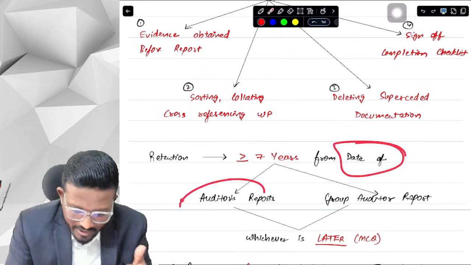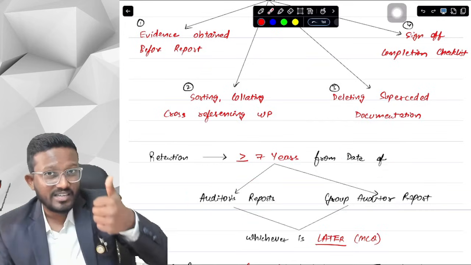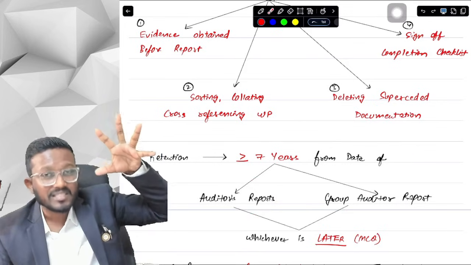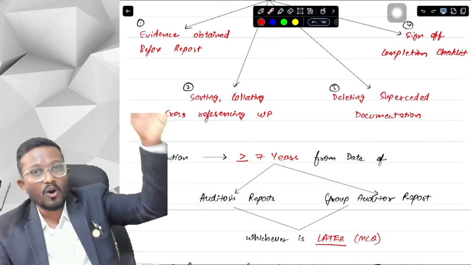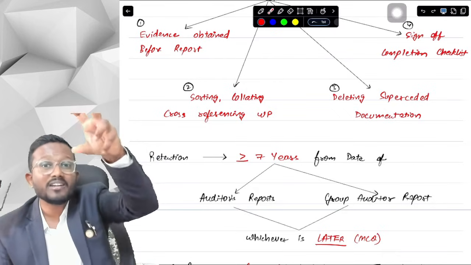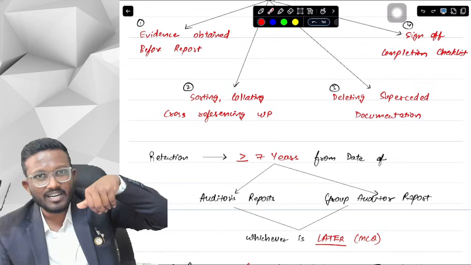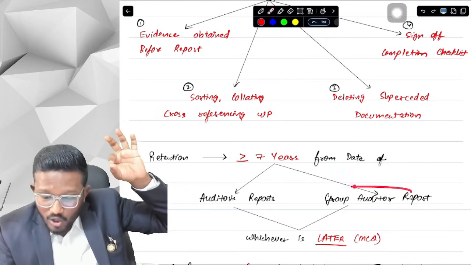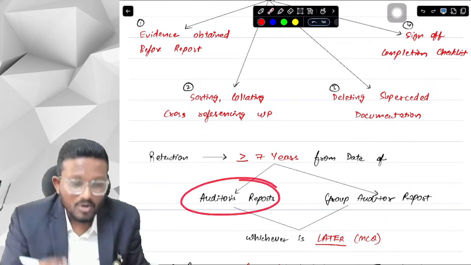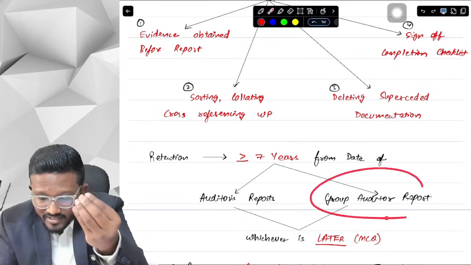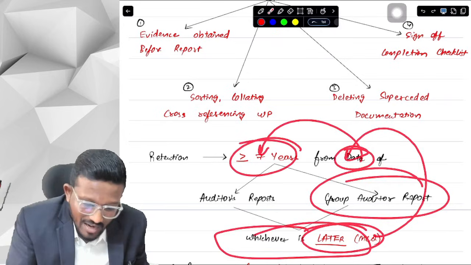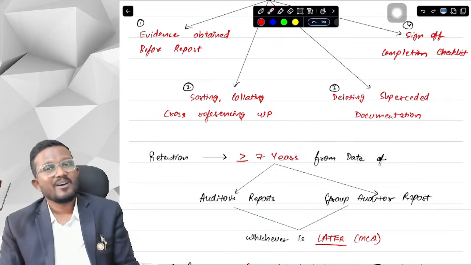Either the date of auditor's report, or if I am auditing a subsidiary and there is a holding company, then the holding company will prepare consolidated financial statements, and those consolidated financial statements will be audited by another auditor. That auditor will issue a group auditor's report. What is a group? That is consolidated financial statements. So if the group auditor also issues a report, then the date of my auditor's report or the group auditor's report, whichever is later, from that date till 7 years, you will have to retain the final audit file.